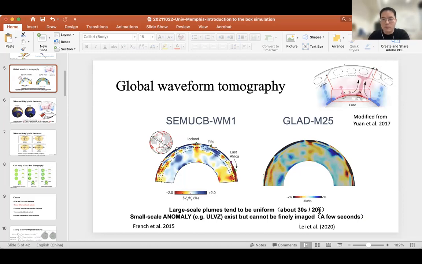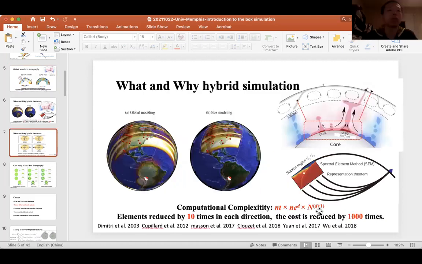But how about smaller scales? We need the information from outside to have a very good foundation for the local research. So we do need the global simulation. Okay, yeah, thank you.